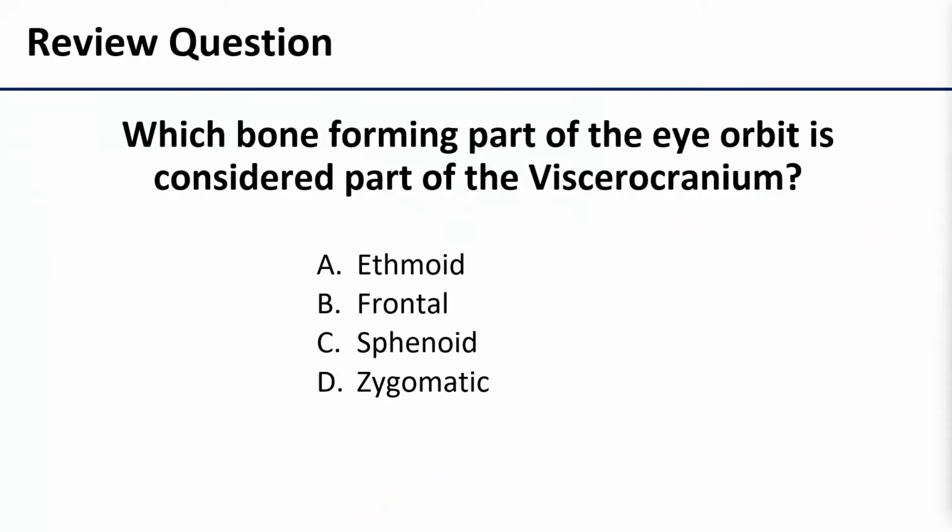All right, you have survived the info dump portion of this. So now let's ask a question just to put some of this together. Which bone forming part of the eye orbit is considered part of the viscerocranium?